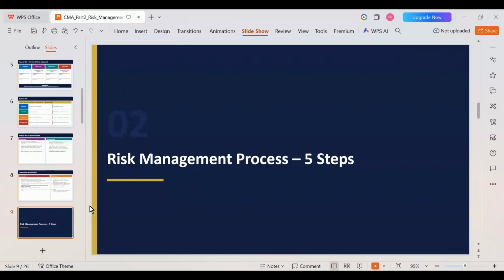Risk identification, assessment, yes. Then what are the other 3? Planning. Are you sure, Shreya? Prioritization, correct. Risk identification, assessment, prioritization, response planning, and monitoring. Perfect.